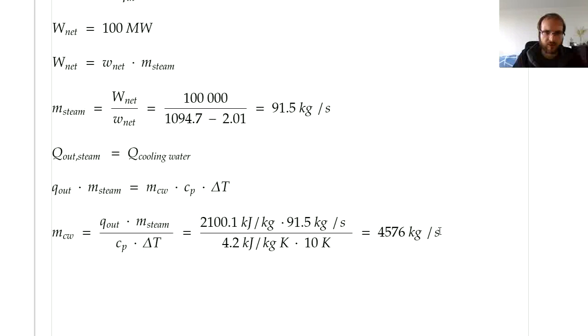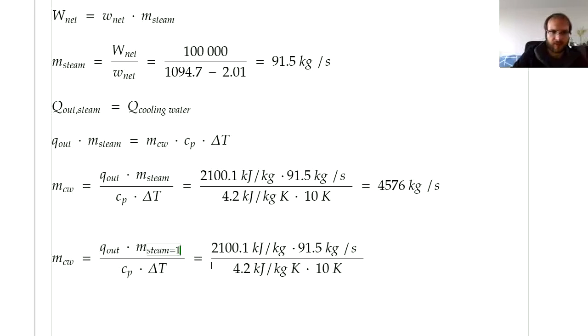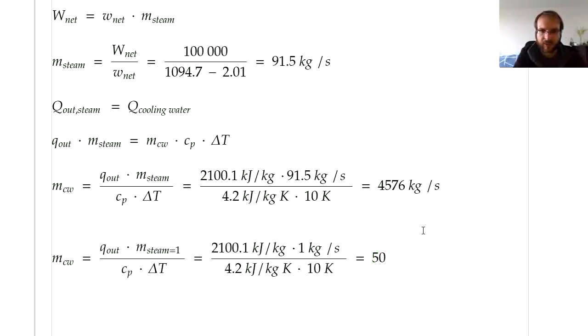Or if we would calculate it just per 1 kilogram of the working fluid, so here would be just 1. And we could see that for each kilogram per second of the working fluid circulating in the system, in the cycle, we will need 50 kilograms per second mass flow rate of the cooling water in the condenser.